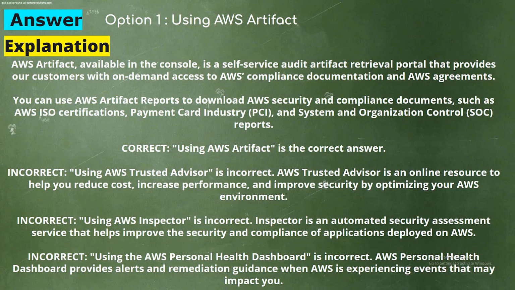Incorrect. Using AWS Trusted Advisor is incorrect. AWS Trusted Advisor is an online resource to help you reduce cost, increase performance, and improve security by optimizing your AWS environment. Incorrect. Using AWS Inspector is incorrect. Inspector is an automated security assessment service that helps improve the security and compliance of applications deployed on AWS. Incorrect. Using the AWS Personal Health Dashboard is incorrect. AWS Personal Health Dashboard provides alerts and remediation guidance when AWS is experiencing events that may impact you.